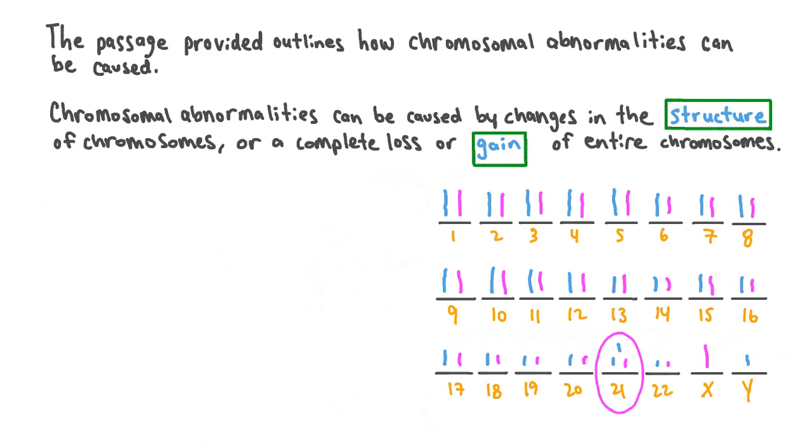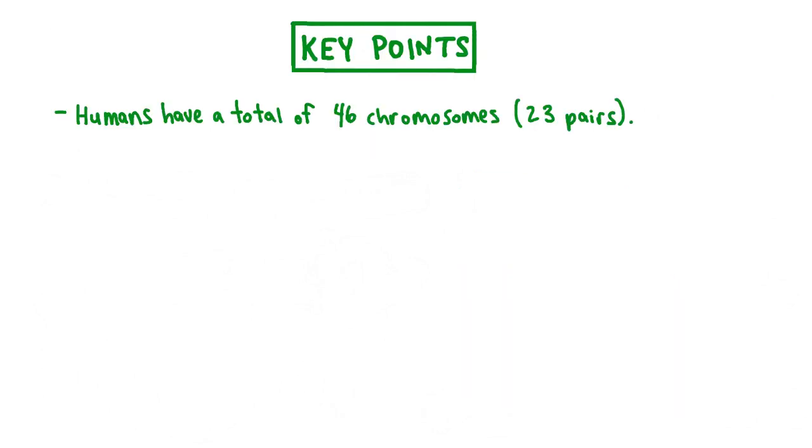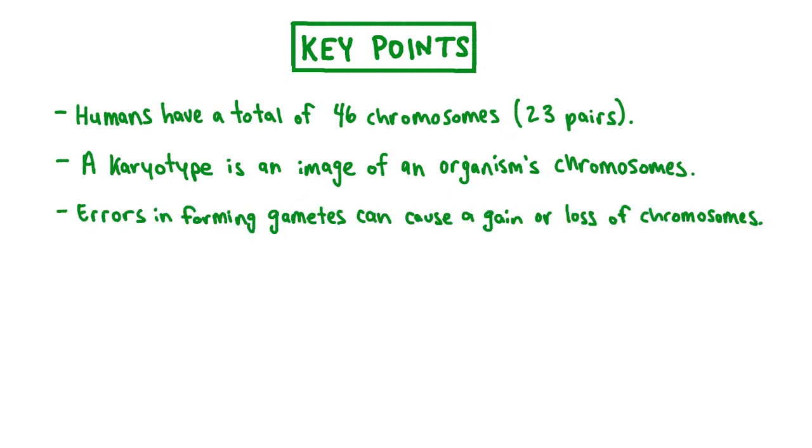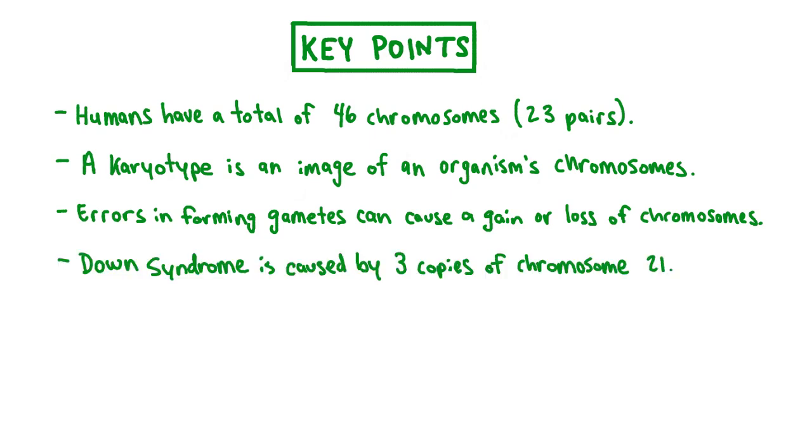Now let's go over the key points that we covered in this video. Humans have a total of 46 chromosomes, or 23 pairs of chromosomes. A karyotype is an image of an organism's chromosomes and is what we use to identify any chromosomal abnormalities. Errors in forming gametes, like the egg or sperm cell, can cause a gain or loss of chromosomes. Down syndrome is caused by 3 copies of chromosome 21 instead of the normal 2 copies.